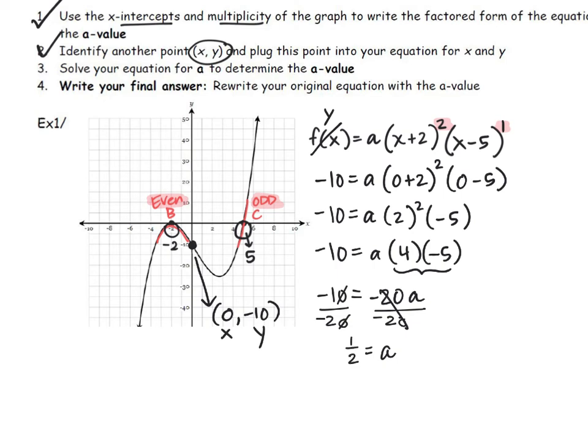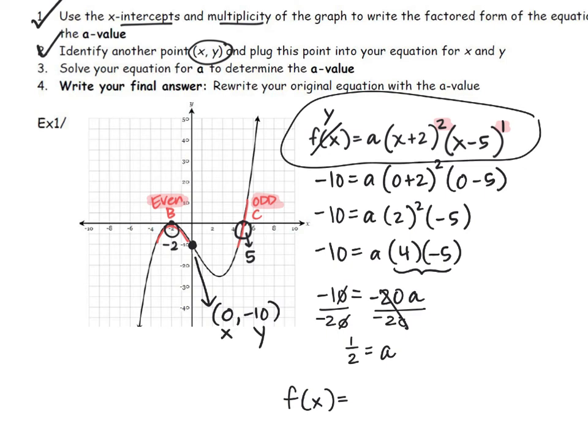So a is 1/2. So my final answer is to take my original function, my original polynomial equation, and rewrite it, but replace the a value with the number that we just found. So f of x equals 1/2 x plus 2 squared x minus 5. And you can put the 1 there, or you can leave it off. It doesn't matter.